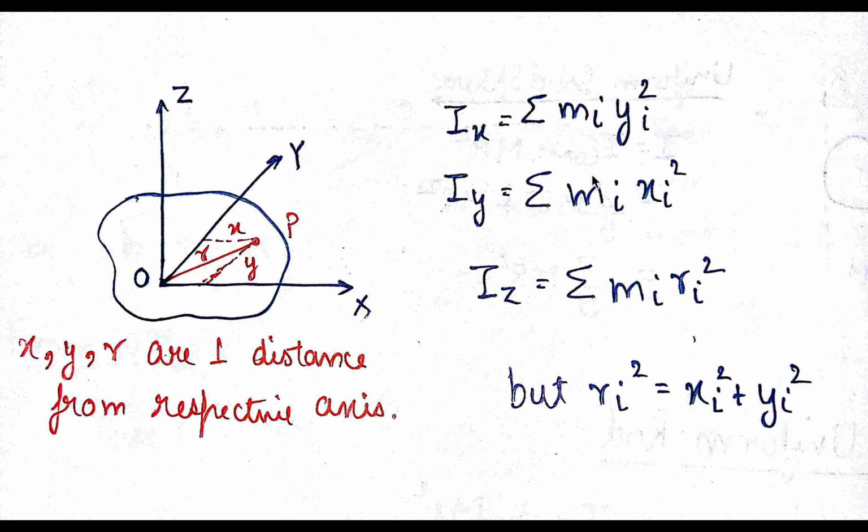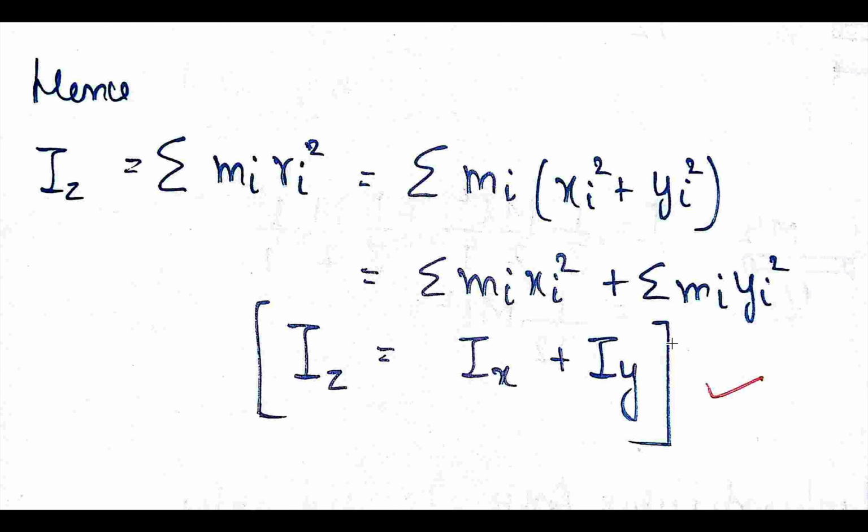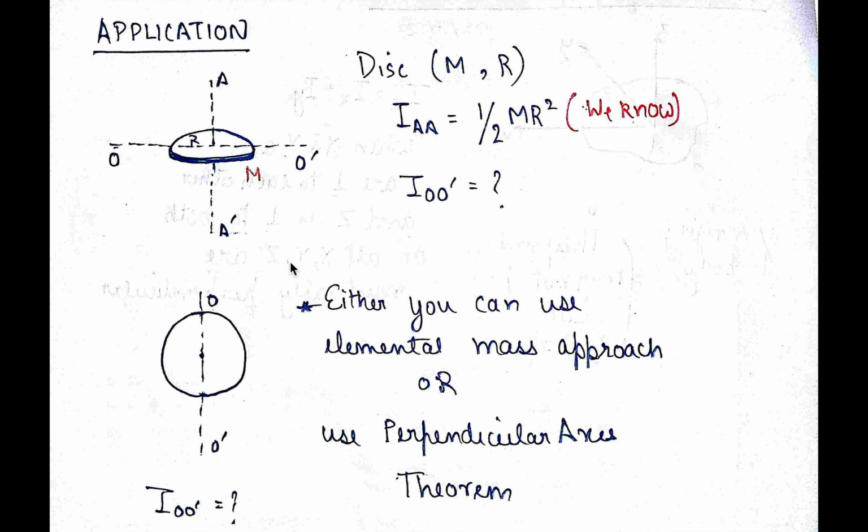Even though you don't remember how to do all these calculations, just remember the method. Okay, that is how we have proved it. So remember this result, and now let's see the application of this result. Now you know that for a disk of mass m and radius capital R, the moment of inertia about the a dash axis is half mr square, that you already know.